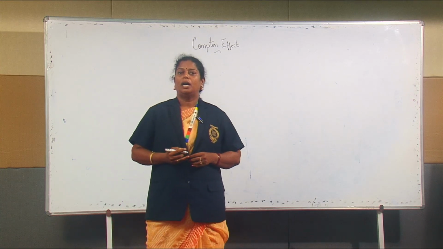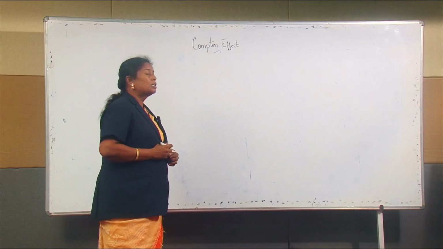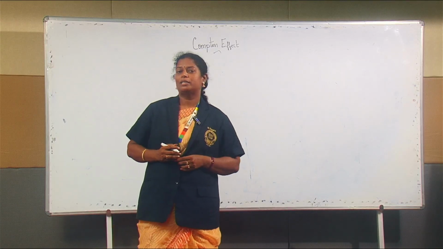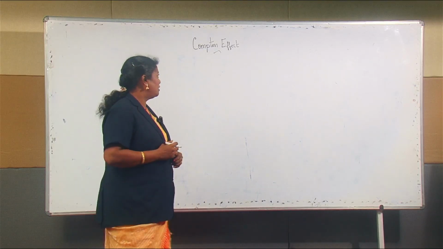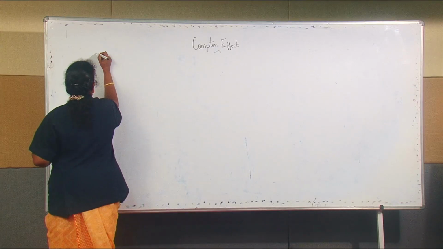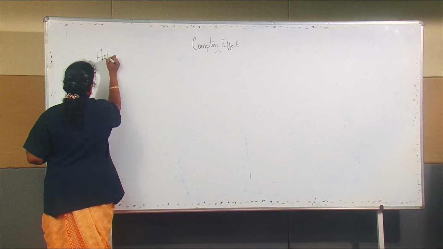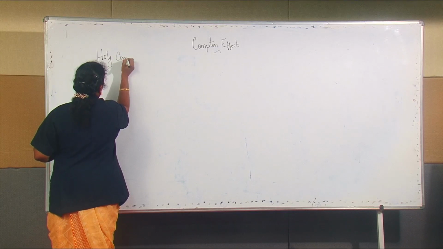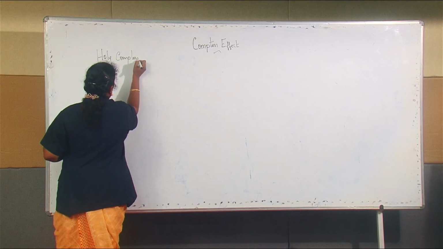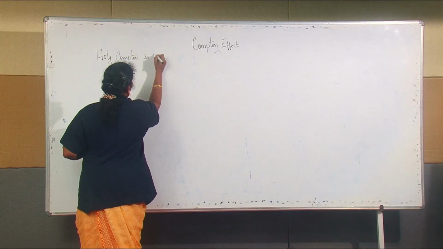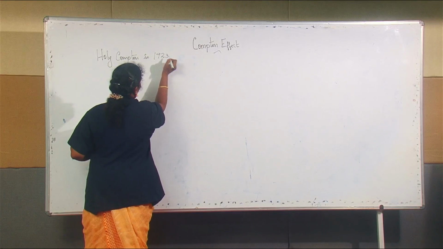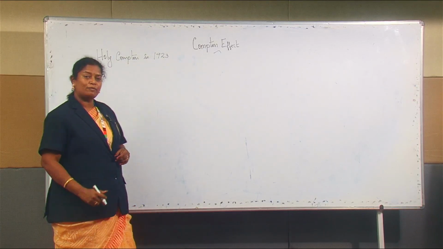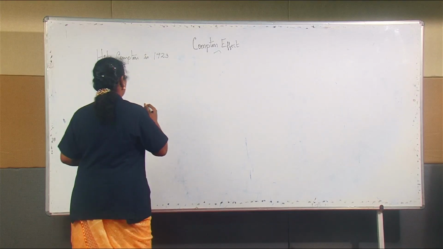Hi all, let's see the Compton effect topic. The Compton effect is a quantum mechanics subject. It was discovered by Compton in the year 1923, and he earned the Nobel Prize for this in 1927.